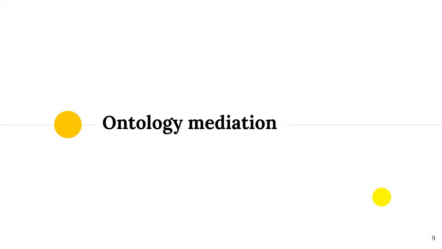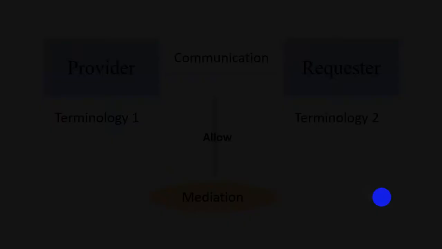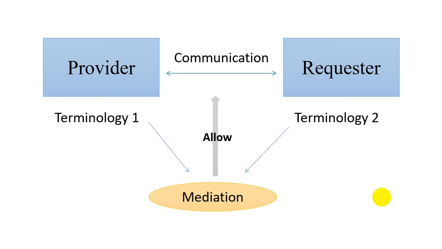Ontology mediation is a process that reconciles differences between separate ontologies to achieve semantic interoperability by performing alignment, mapping, and merging. Assuming that we have a provider which uses terminology 1 and a requester which uses terminology 2, in order to establish communication between them, we are going to need mediation for those two terminologies and thus allow the process of communication to succeed.